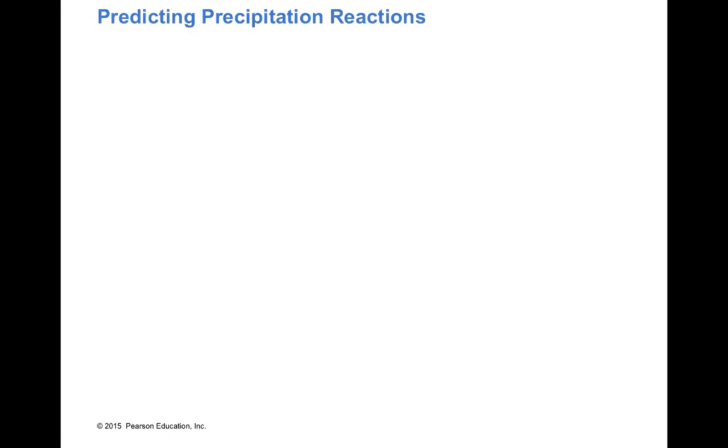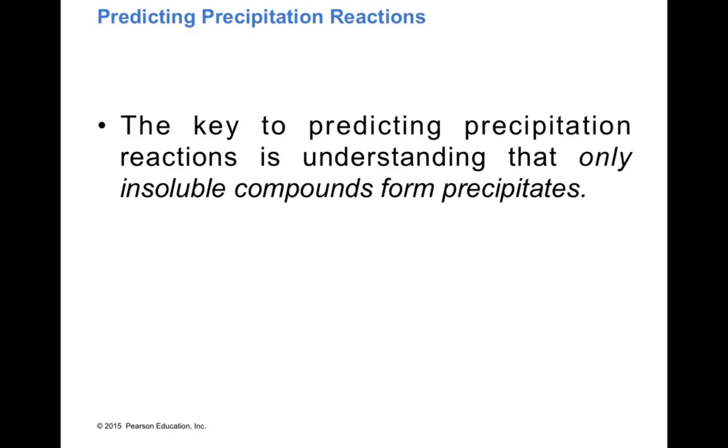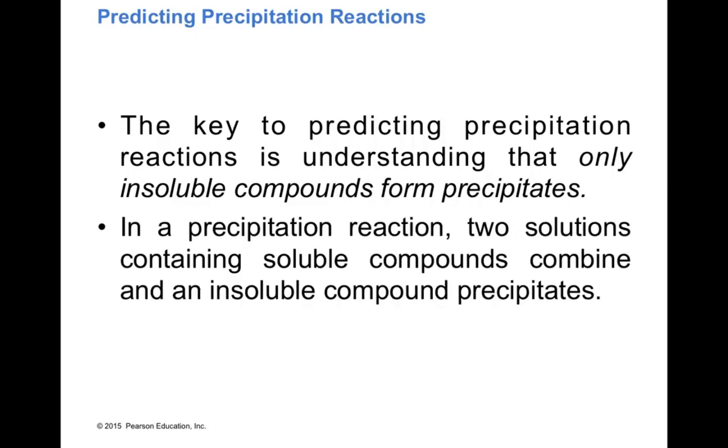So, predicting precipitation reactions. The key to predicting precipitation reactions is understanding that only insoluble compounds form precipitates. Just the insoluble compounds are the ones that produce the precipitates. In a precipitation reaction, two solutions containing soluble compounds combine and an insoluble compound precipitates.